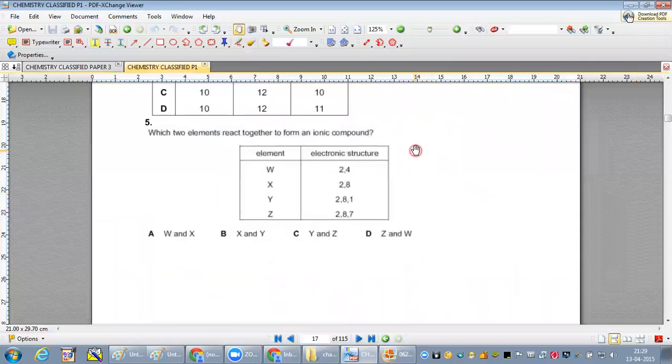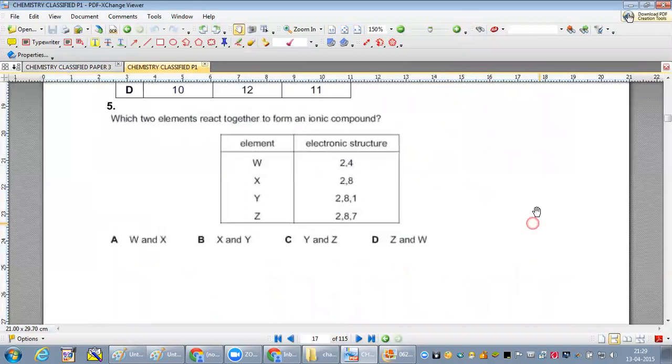We'll see that later. Question number 5. Which two elements react to form an ionic compound? Now in case of ionic compounds, there has to be transfer of electrons. One atom is going to give a certain number of electrons, and the other atom is going to accept a certain number of electrons. There is no possibility for X because here the orbit is completely filled. It is an inert gas, so it is not going to react at all.